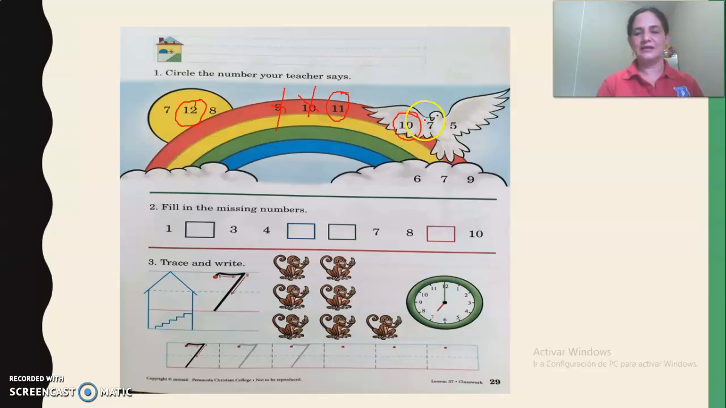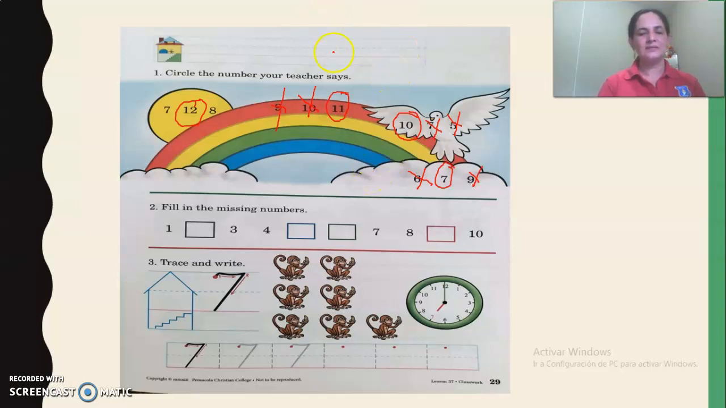In the cloud, we have to circle the number 7. Here, we have to find the number 7. Which is the number 7? Is this number 7? No. Is this number 7? Yes, this is number 7. This is number 9, and we are going to cross it out. We don't need the number 9.